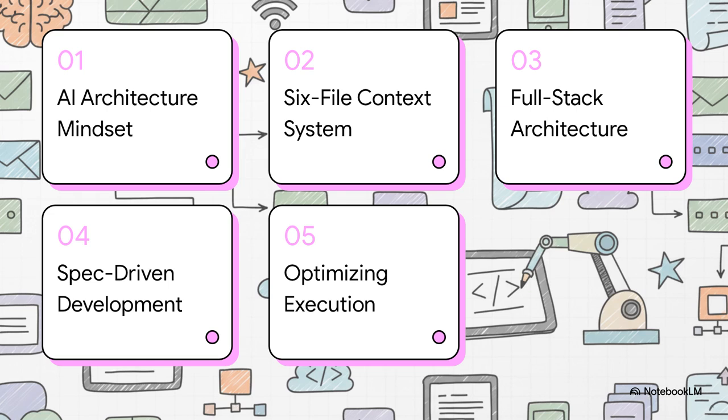So here's our blueprint for today. We'll start with the AI architecture mindset, move into the 6-file context system, explore full-stack systems architecture, dive into the spec-driven development process, and finally wrap up with optimizing the execution loop.